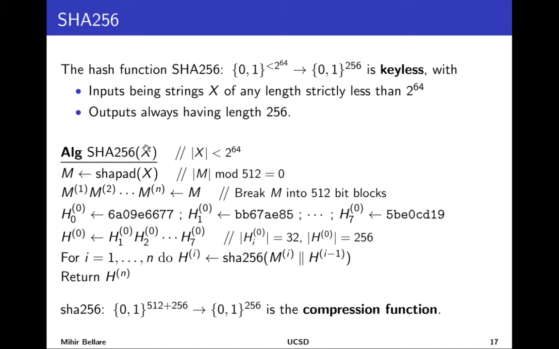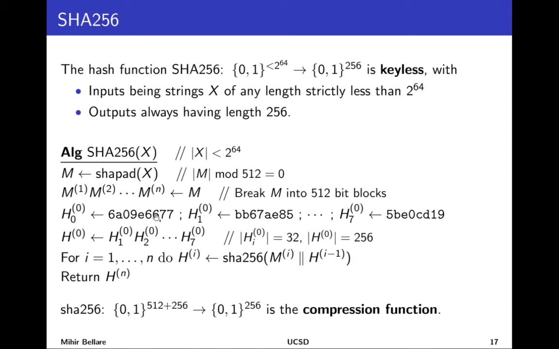So let's start looking at the design. It takes an input x, a string of very large length. The first step is to pad x. We can look at the details of the padding at some point, but the purpose of it is to ensure that the message M coming out has a length that's a multiple of 512. That allows us to break M into 512-bit blocks as done here, and that's because we will be processing it block by block.